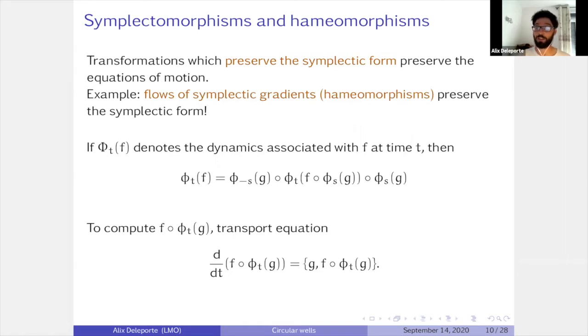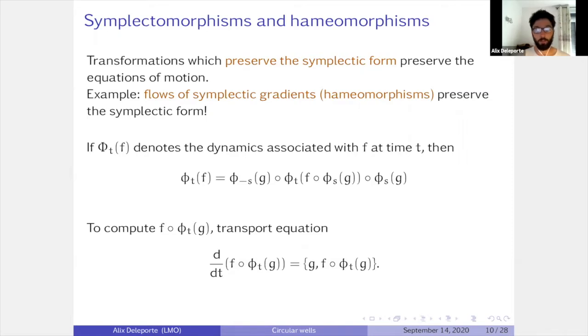And a nice example of transformations which preserve the symplectic form are classical dynamics. So if you take some dynamics associated with the function f, which you don't know about, but what you do know about is the evolution associated with another energy g, then you can just conjugate the evolution of f with the evolution of g, and it's done in a very transparent way.